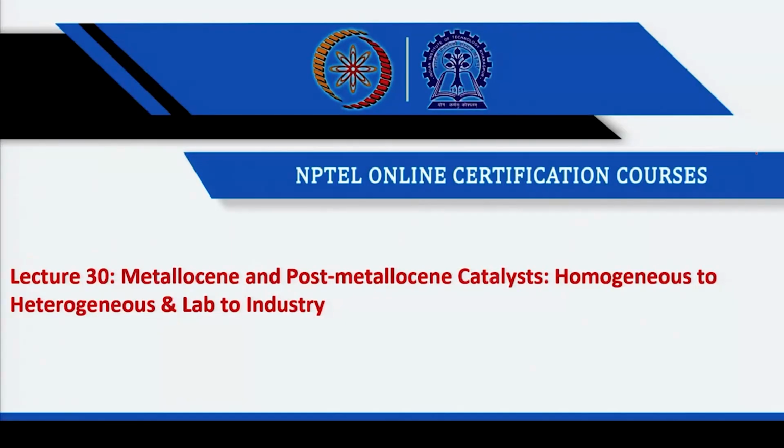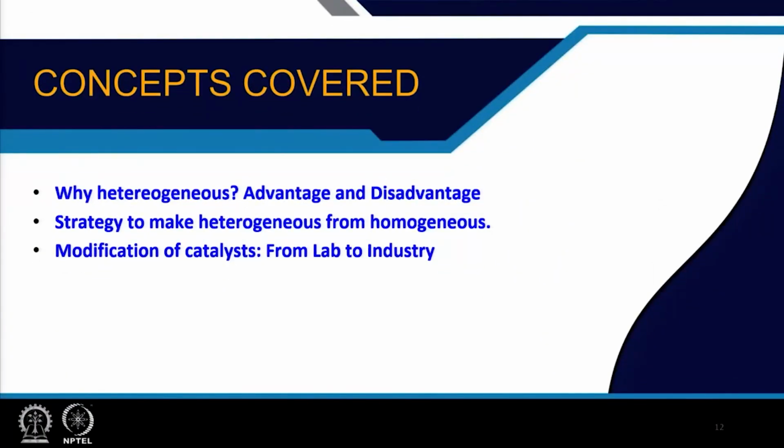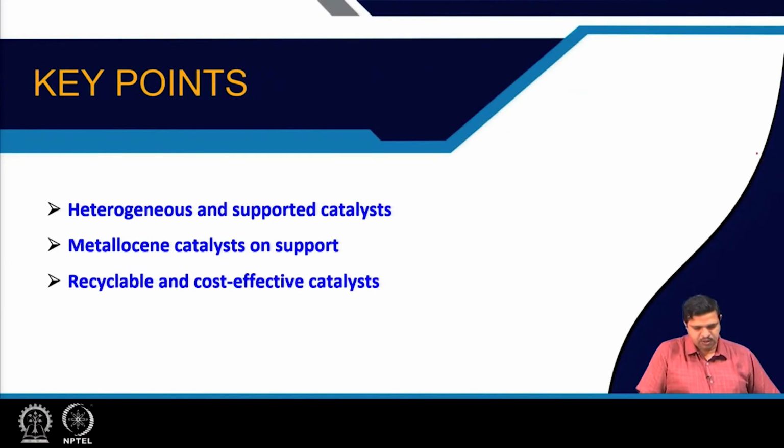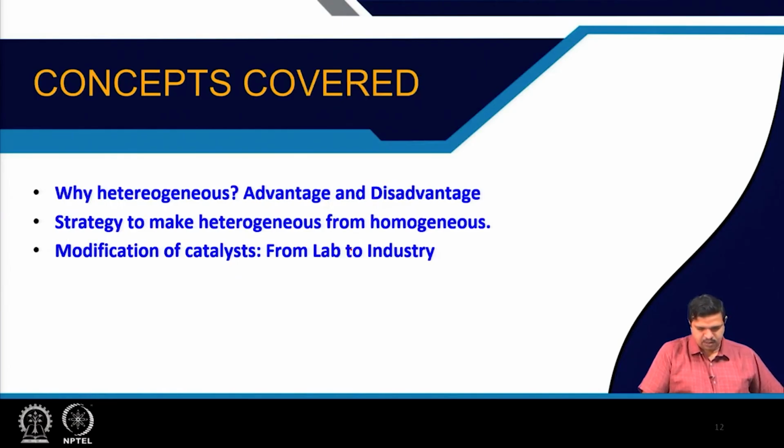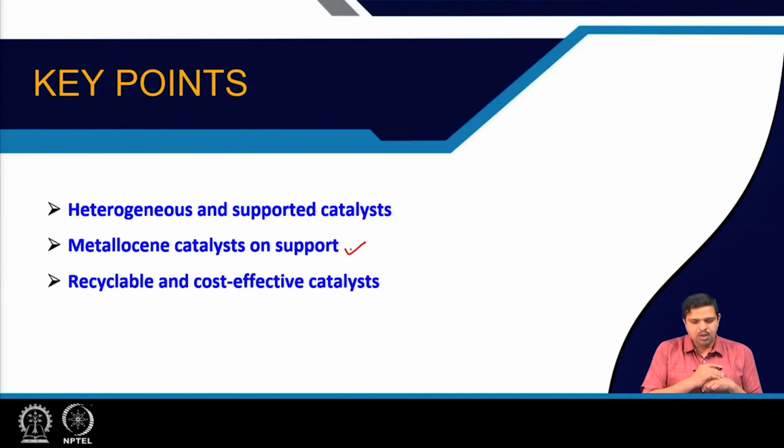So, today mainly we will discuss the first part. We will discuss the mechanism, how it works in heterogeneous catalysts, and then we will discuss the strategies to make the homogeneous metallocene catalyst into a heterogeneous catalyst for practical implications in industries. Okay. So, the concepts are similar to our last classes, because we are continuing the discussion. Here we will mainly be discussing the mechanism, and the metallocene catalysts on support, how to do it.